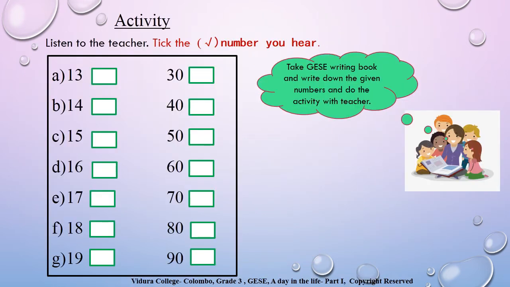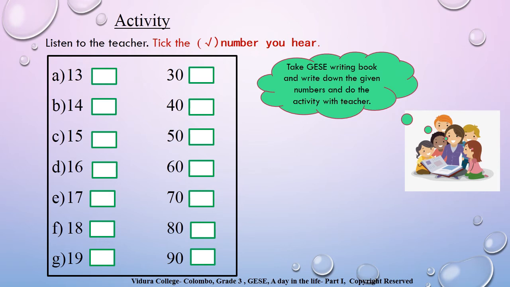There's a small listening activity for you now. Take your GESE writing book and copy the given numbers and do the activity with the teacher. What you have to do is to listen to the teacher and to tick the number that you hear. Are you ready? Okay, here we go.